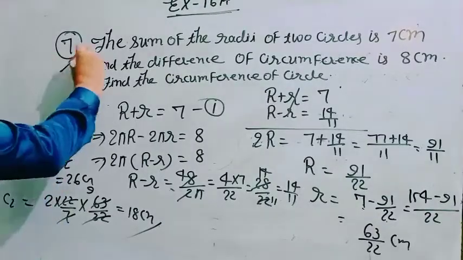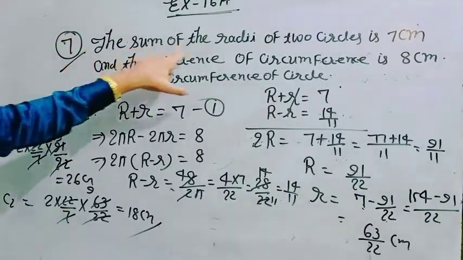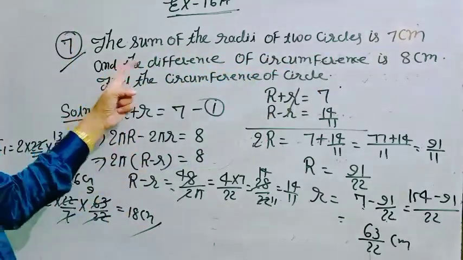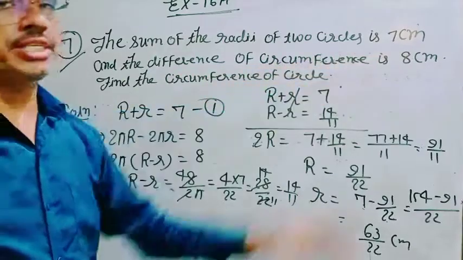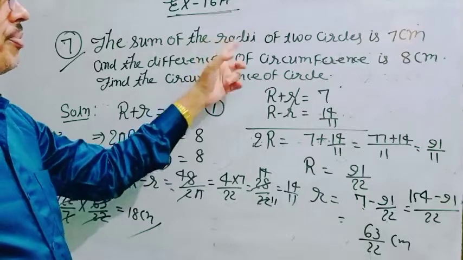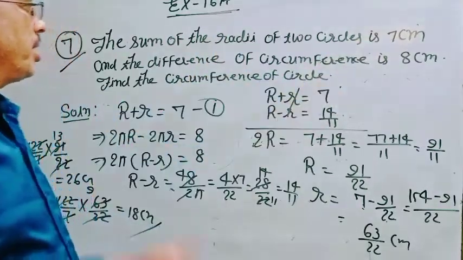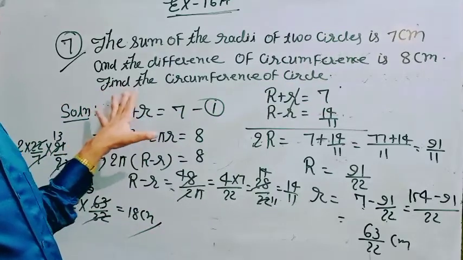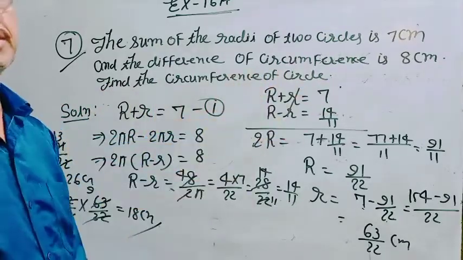Now see question number 7. The sum of the radii of two circles is 7 cm and the difference of their circumferences is 8 cm. Their condition is given: there are two circles whose sum of radii is 7 cm and the difference of their circumferences is 8 cm. Then your question is, what are the circumferences of these circles?